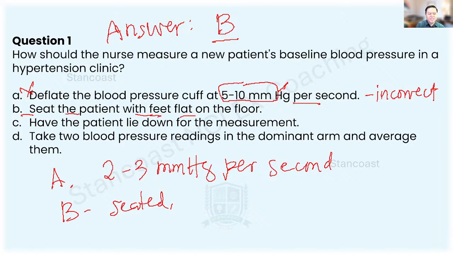Okay, let's take a look into the other options here. Letter C. Have the patient lie down for the measurement. Is it really required to put the patient in a supine position to check the initial blood pressure readings? No, not really. It's not a requirement. C, supine, not required.